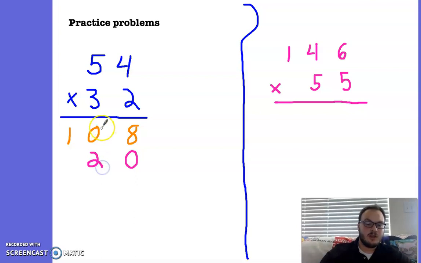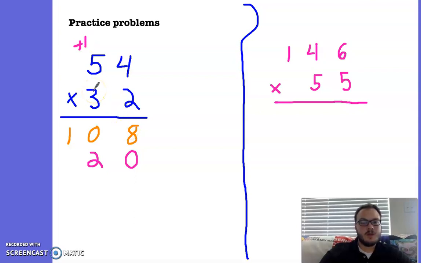I'm going to put my 2 down here, and anytime I have more than a 1-digit solution, I need to remember to regroup. So I need to do plus 1 up here. So now I do 3 times 5, which is 15. But because I have this plus 1, I need to remember to do 15 plus 1 to get 16. And now I can add it all together.